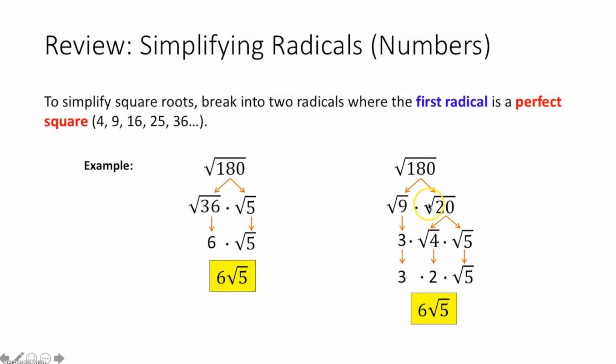And remember, over here, rad 20, you can break that up further. Over here, we couldn't break up rad 5 any further. There's no perfect square that goes into 5, but there is a perfect square that goes into 20. 4. So you break up rad 20 into rad 4 times rad 5, then you take the square root of 4, you get 2. So your final answer is 3 times 2 times rad 5, which is 6 rad 5. The exact same thing you got over here. It just was one more step.